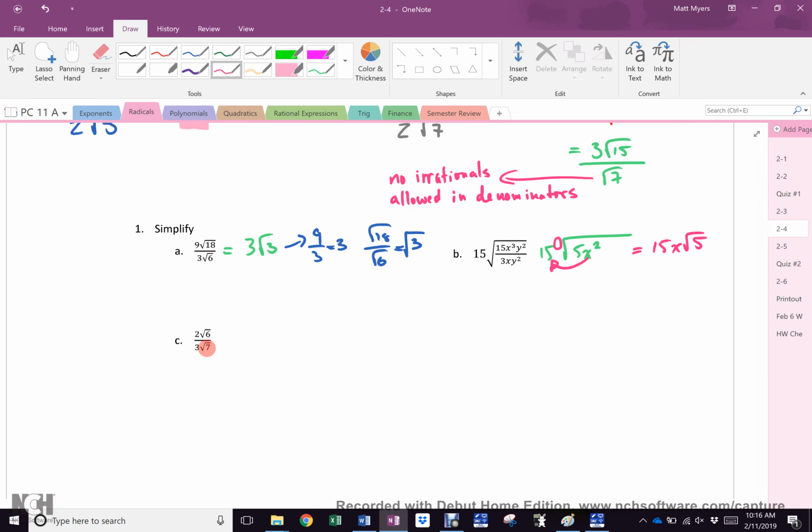Rationals. A rational generally means there is no square root. How would I get rid of a square root of 7? What am I allowed to do to fractions that does not change their value, but changes their appearance?